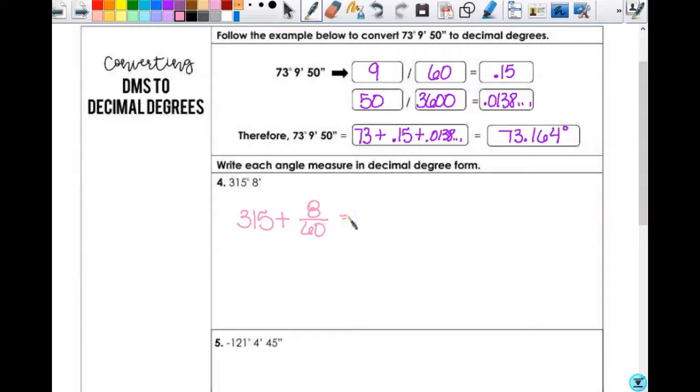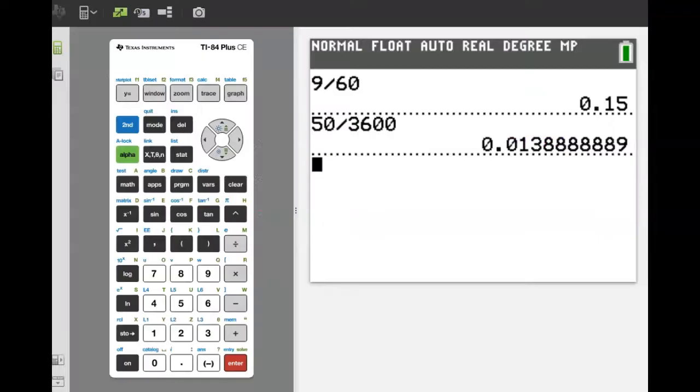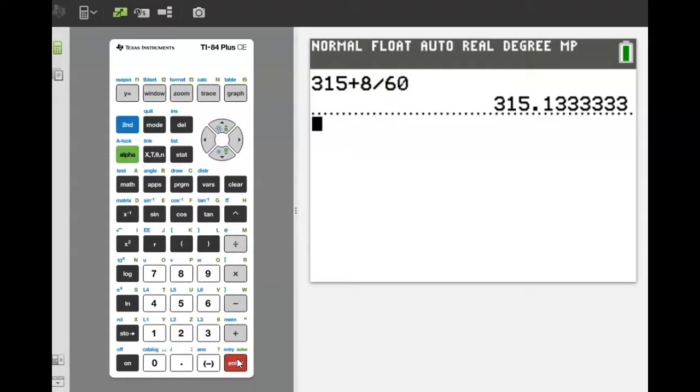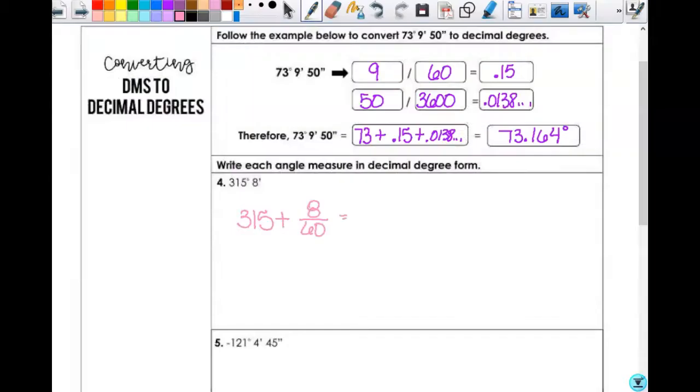And the calculators that most of y'all are using, you can put this in. So I can just type it in like that: 315 plus 8 divided by 60. And then it'll just take care of everything together. So I get 315.133333 repeating. So this gives me 315.133 degrees.